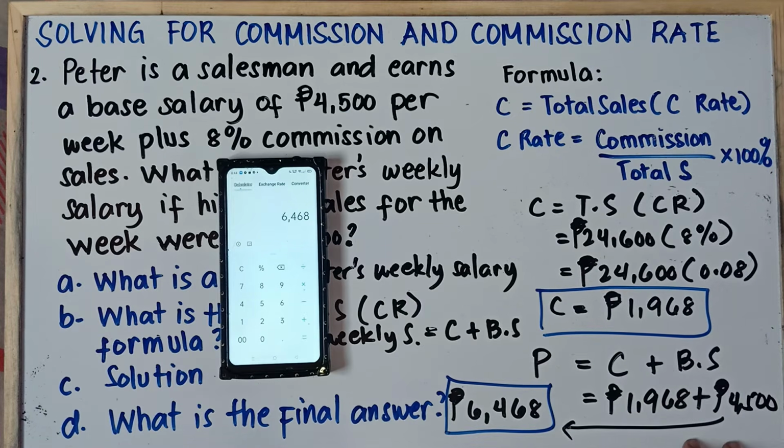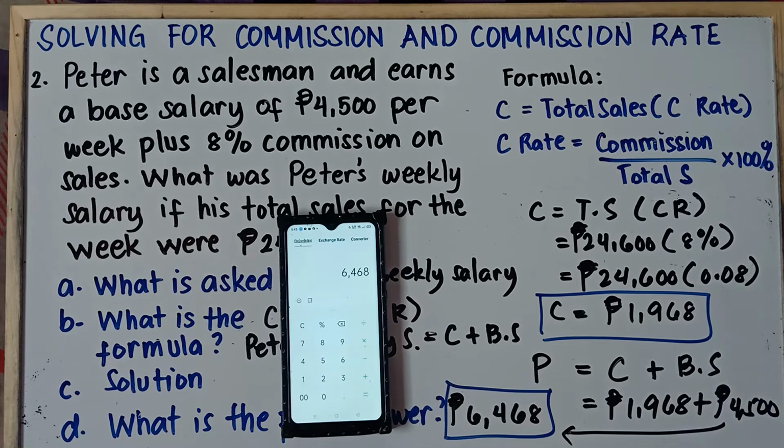We don't have enough space, so let me just write it here. Our final answer is 6,468 pesos. That's the answer for example number 2. So you need to get the commission, and once you get the commission, you add the commission and the base salary. That would be Peter's weekly salary, and that would be 6,468 pesos. All set, class, for example number 2.